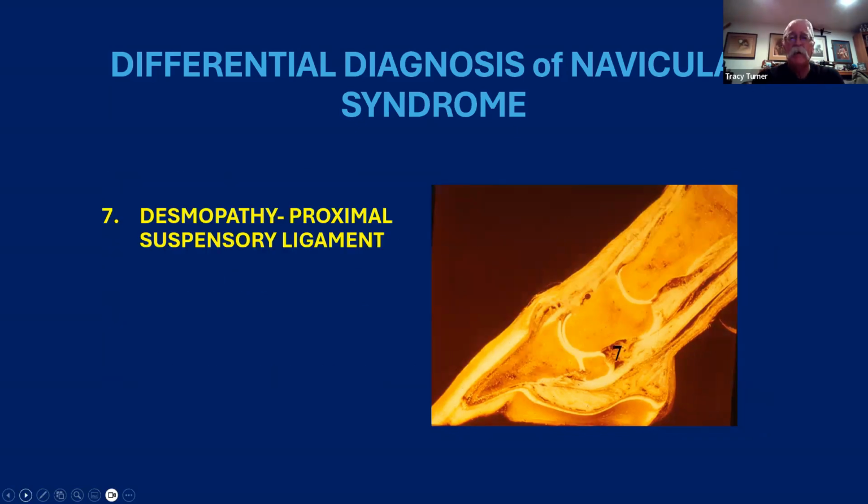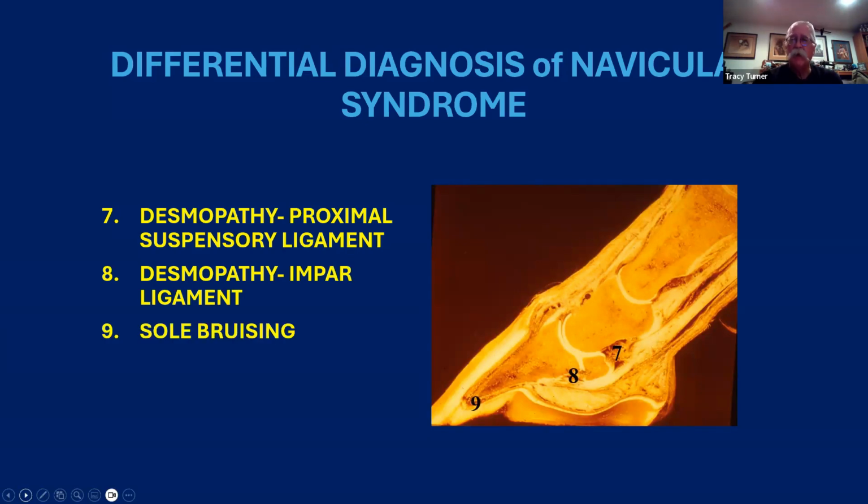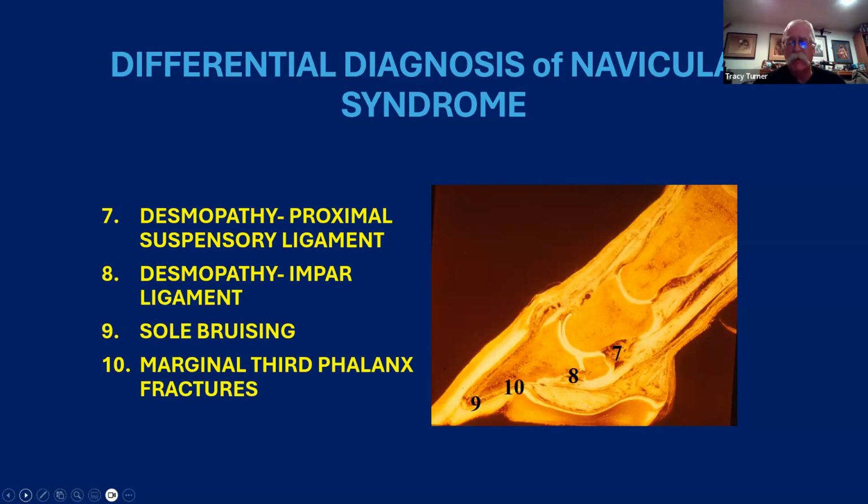But that's not it. We can also have desmopathies of the proximal suspensory ligament, or oftentimes called the collateral sesamoidean ligament. You can have a desmopathy of the impar ligament. You can have sole bruising, because remember, what's similar about these cases is they all block to a palmar digital nerve block. And they can all present with very similar clinical signs, even in marginal third phalanx fractures. So depending on the time you see them, the signs can be slightly different.